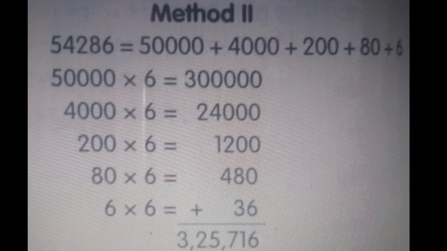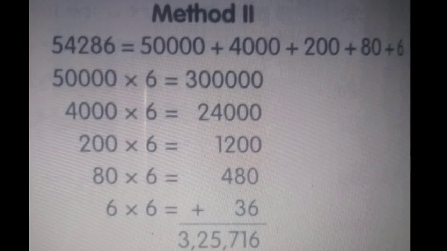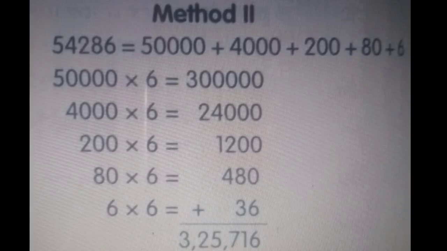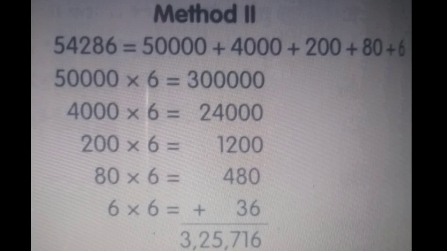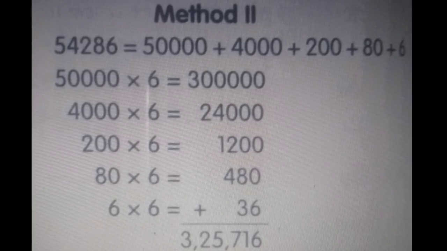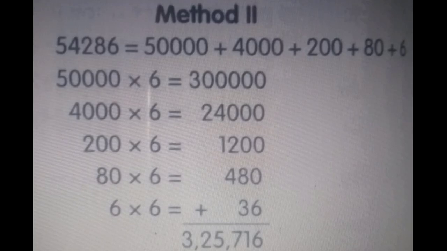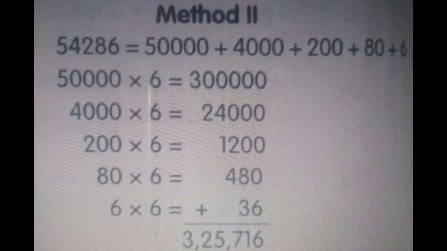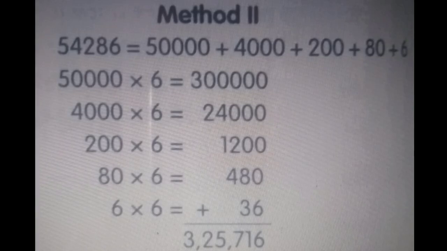So again 50,000 multiplied by 6 will get 3 lakh. After that 4,000 into 6 will get 24,000, 200 into 6 will give 1200, 80 into 6 will give 480 and 6 into 6 will give you 36, and at last after the addition the answer comes out to be 3,25,716. It means that whatever the method it is, the answers come out to be the same.